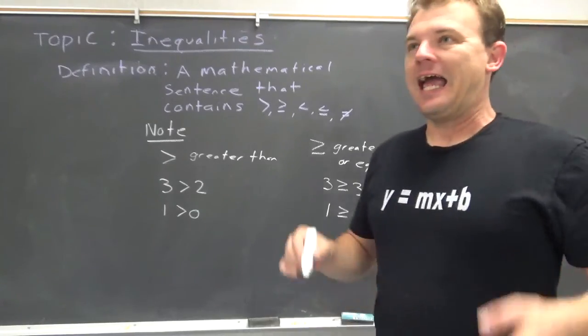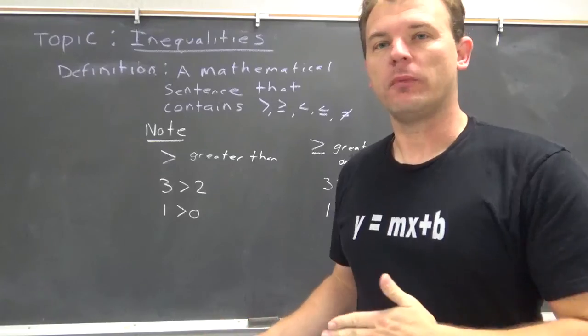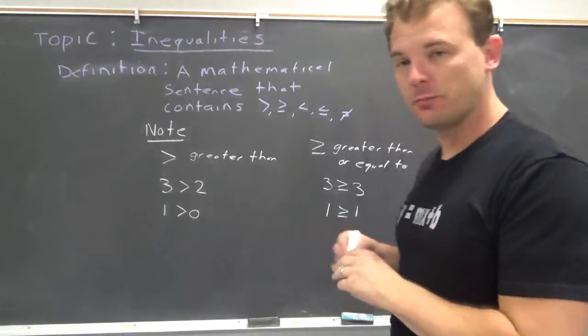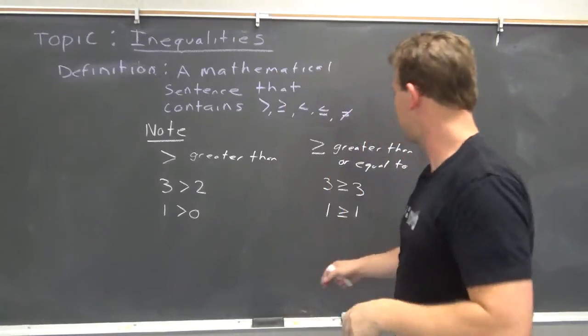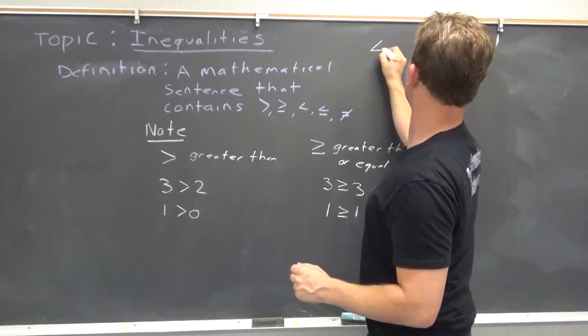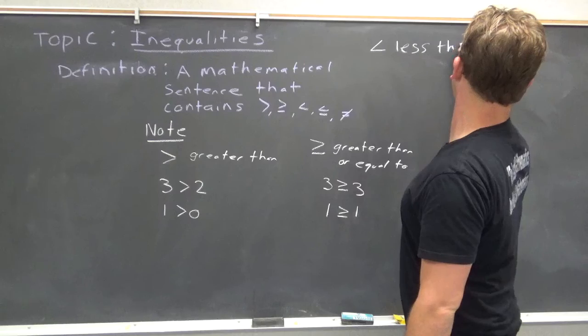So I can say I have more than you. I have more money than you. You have more experience than I. So that kind of goes both ways. So let's keep going. The next one goes like this. That's the less than.